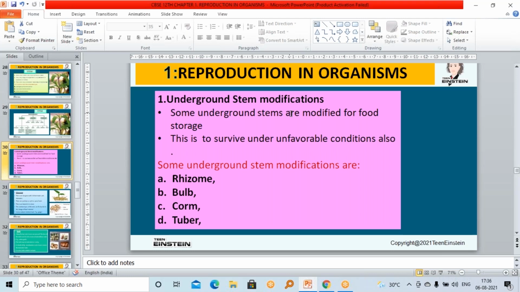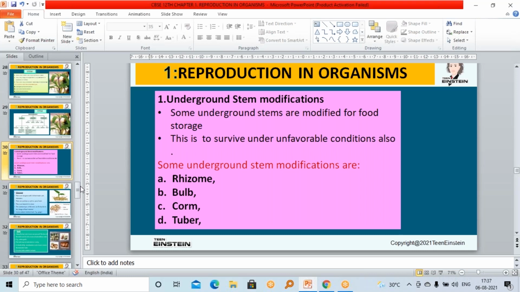The plants that form underground stem modifications form these structures for perennation and storage of food. So what are these underground stem modifications helpful for? Mainly for perennation and storage of food.